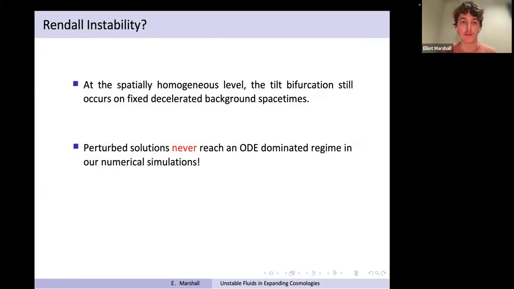So then the next question you'd want to ask is, well, what about this Rendall instability? So in the work of Feynman and collaborators, they didn't consider K greater than 1/3, but we have in this paper. And what we find, well, if you first looked at the spatially homogeneous equations on a decelerated background, you might expect that you would see this Rendall instability because this tilt bifurcation still occurs. You have extreme tilt for K greater than 1/3 and orthogonal for K less than 1/3. But what we find numerically is that our perturbed solutions are never reaching this ODE dominated regime. So the ODE features are never the dominant force in our solutions. And so we never observe this Rendall instability.